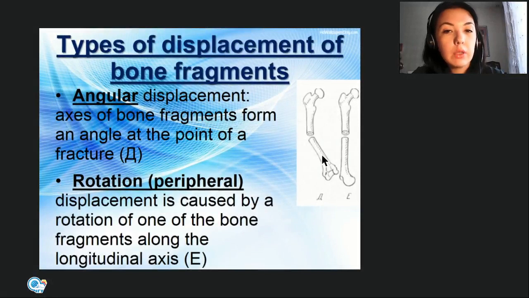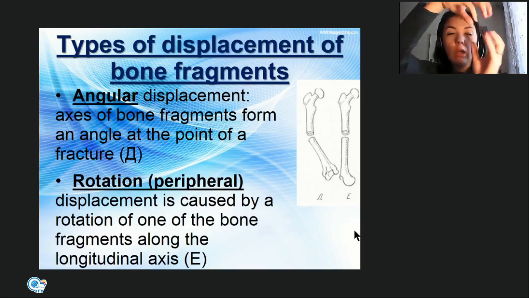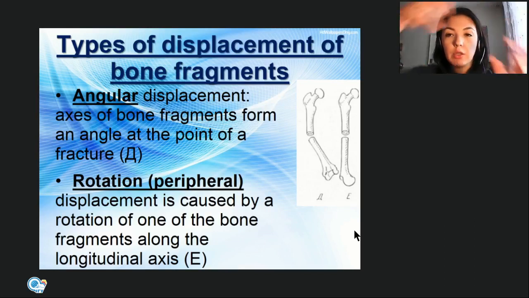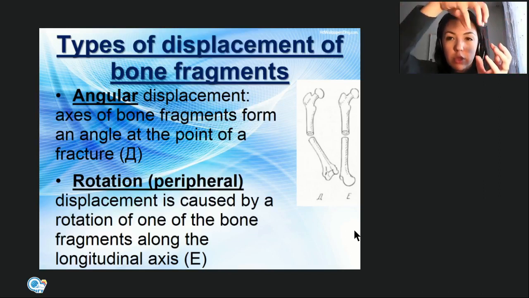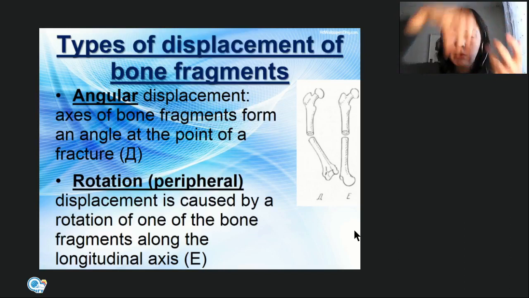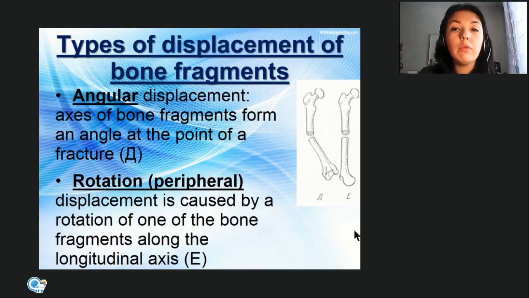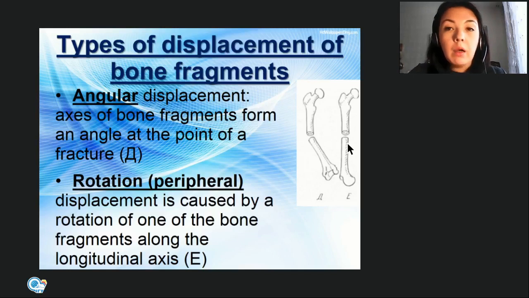There is also angular displacement, when axes of bone fragments form an angle at the point of the fracture. And there is rotation or peripheral displacement, that is caused by a rotation of one of the bone fragments along the longitudinal axis. Again, it is due to the muscles, yes? One end of the bone stays and the other end of the bone rotates around it. That will be rotation displacement. All of these types of displacement obviously require a reposition.